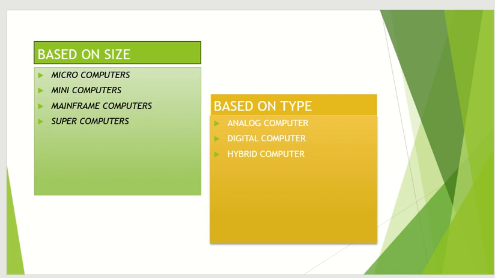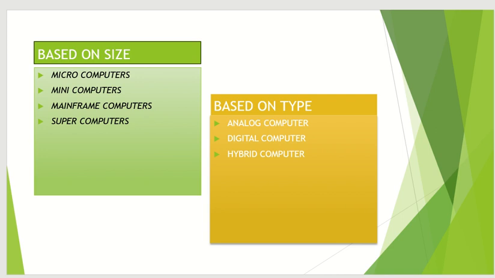Next are digital computers. A digital computer is defined as an electronic device that accepts data in discrete values and produces the result in terms of digits or numbers. Digital computers use binary form, that is, only two digits, 0 and 1. Some examples of digital computers are desktop, laptop, smartphone, calculator, digital watches, digital weighing machine, etc.